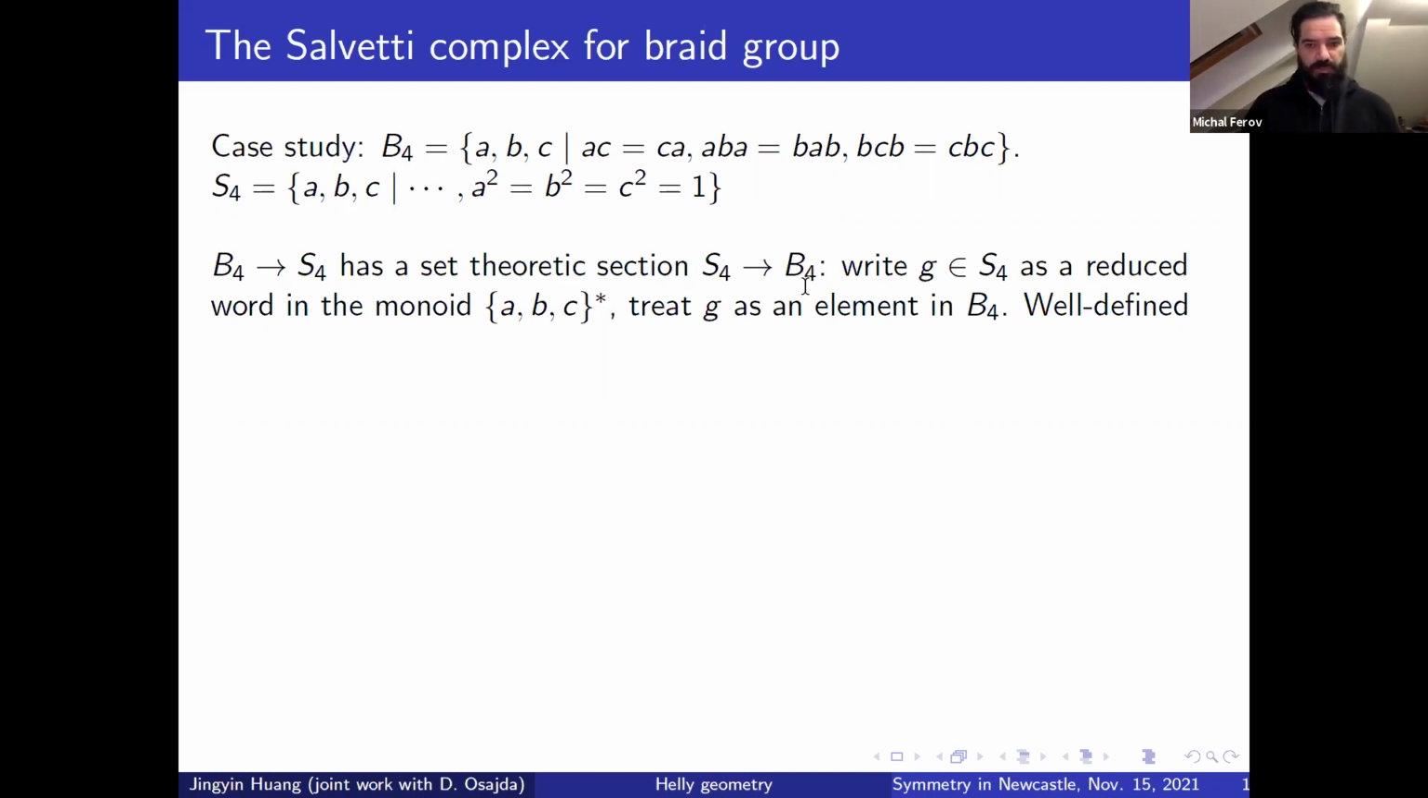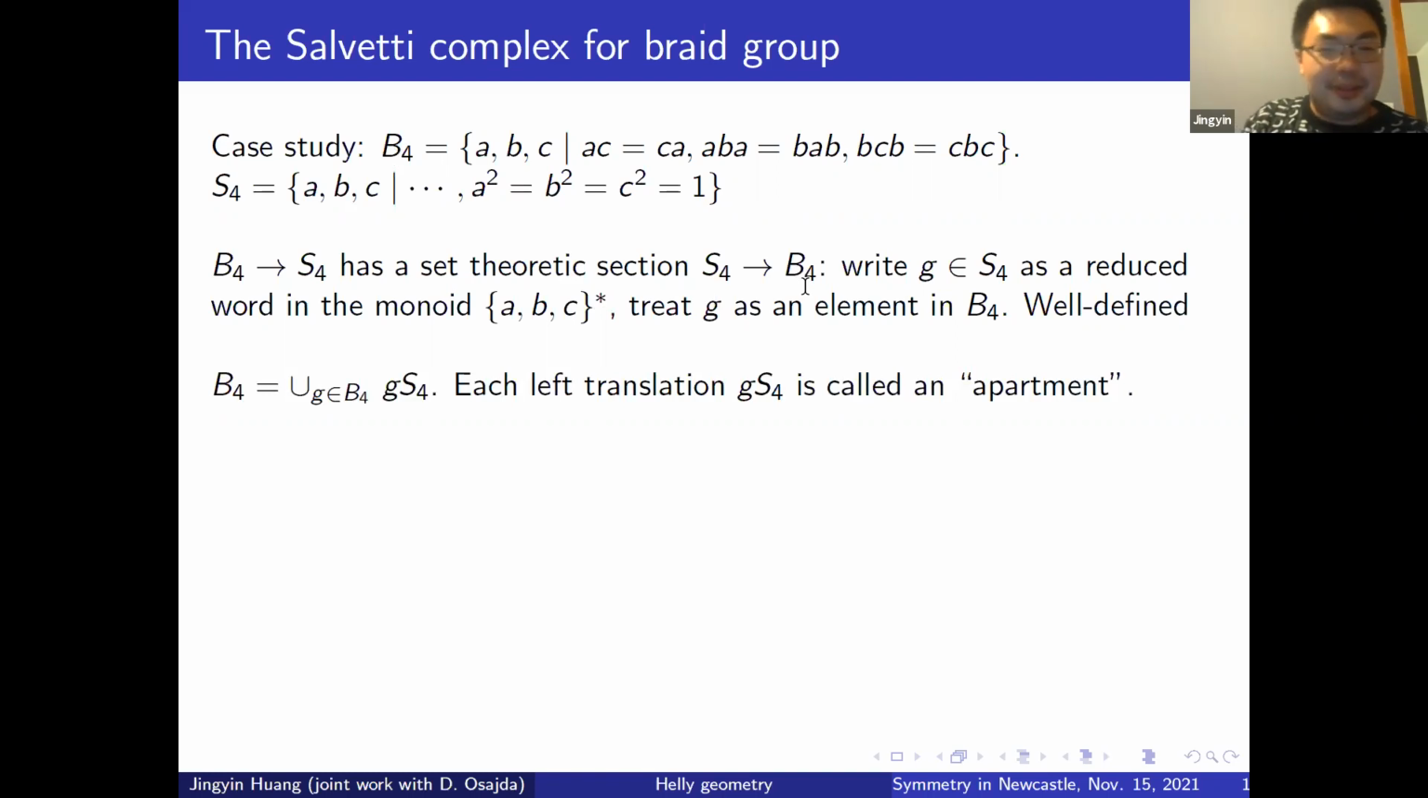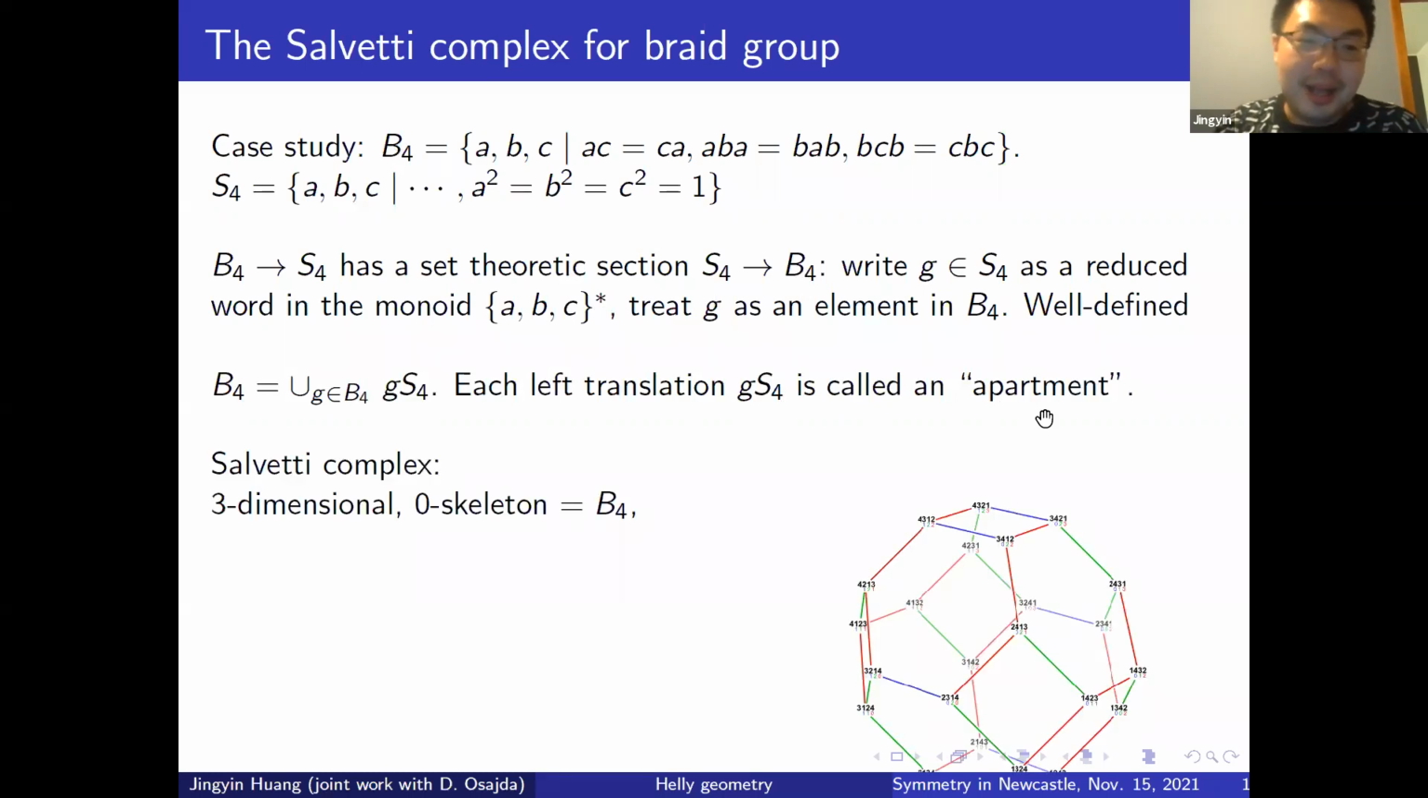Okay. Now the way we want to think about B4 is as a union of left translations of S4. We call each left translation an apartment in B4. Now we're going to define a complex called the Salvetti complex. The 0-skeleton is going to be B4, and the 1-skeleton is going to be the Cayley graph of B4 with respect to this presentation. And for the 2-skeleton, I'm going to fill in 2-cells corresponding to the relators.